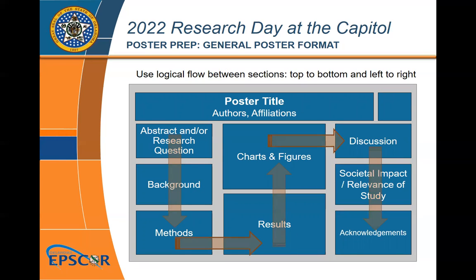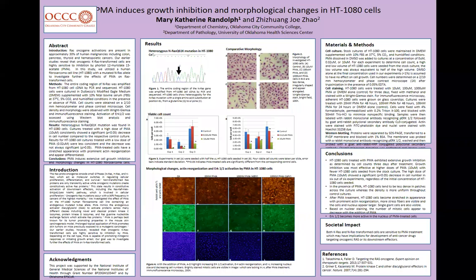Use a logical flow when you design your poster sections. Move from left to right and top to bottom. Don't jump around. The flow and direction of this winning Research Day at the Capitol poster is really simple to follow. The sections are clearly defined, and she uses really well-labeled graphics.